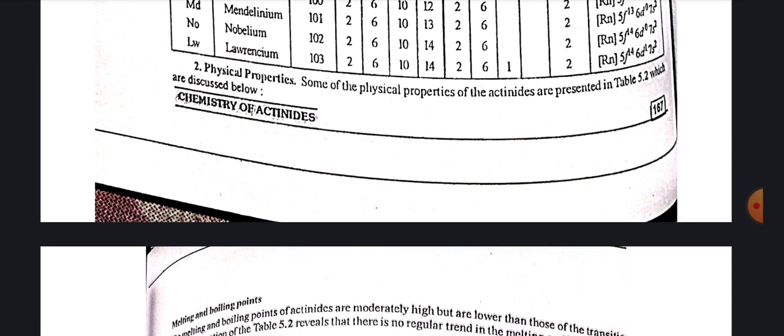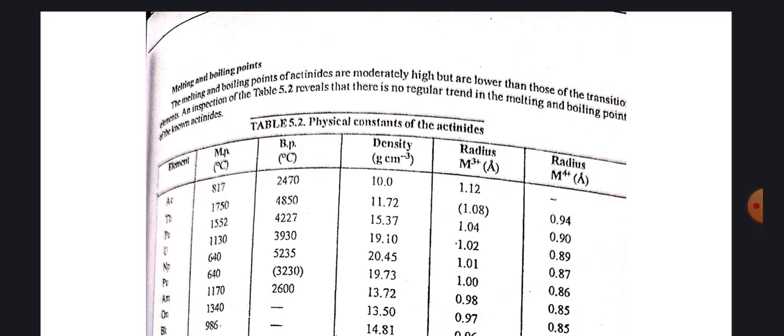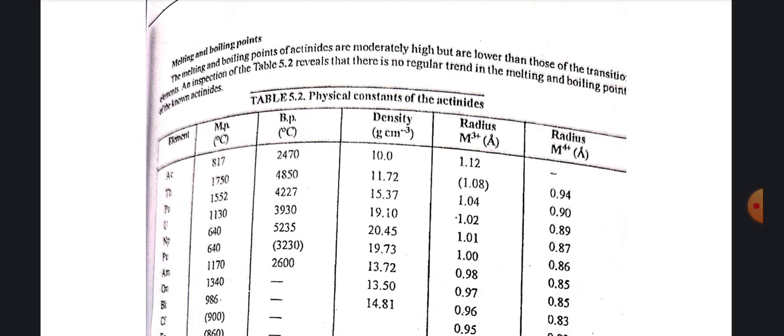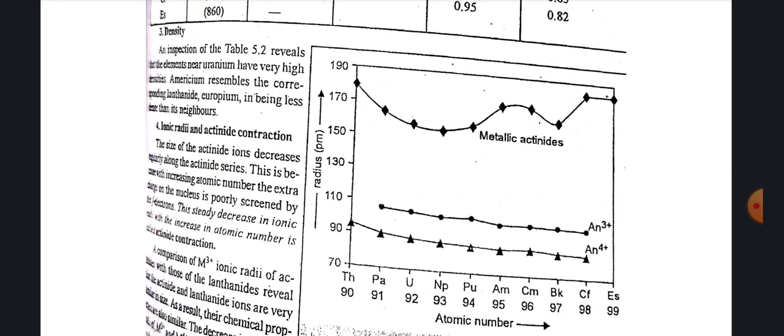The second property is physical properties. Some of the physical properties of the actinides are presented in table 5.2, which are discussed below. Melting and boiling points. The melting and boiling points of actinides are moderately high but are lower than those of the transition elements. An inspection of table 5.2 reveals that there is no regular trend in the melting and boiling points of the actinides. Density. An inspection of table 5.2 reveals that the elements near uranium have very high densities. Americium resembles the corresponding lanthanide europium in being less dense than its neighbors.